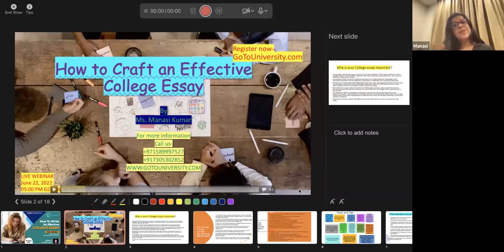Remember that everything else in your application is mostly a number. It's a grade, it's a certificate, it's an achievement, it's a description of what you did, etc. Your essay is where the admissions officer gets to see the real you. You get the chance to present your best side and prove to the college why you are such a great choice for the college and why the college is such a great choice for you. Use this opportunity to your benefit.